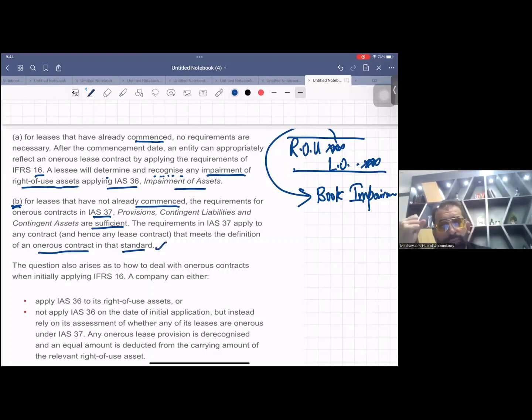Oh, please don't sleep. The topic has almost ended. Only one paragraph is left. Just one paragraph is left, please.